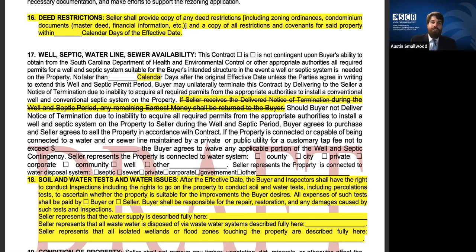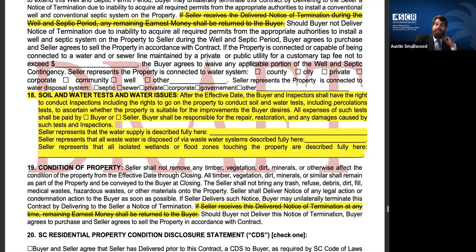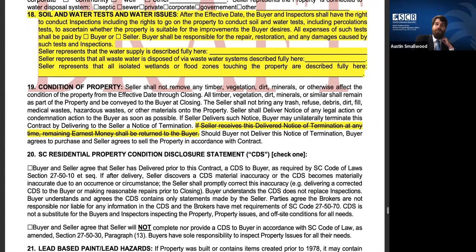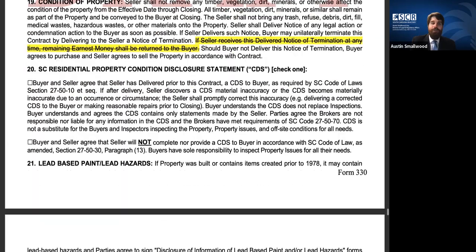17, same changes that were made to paragraphs 14 and 15, calendar days, and removing that earnest money language. 18, this is the soil, water test, and water issues language from Form 391 that we moved to SCR Form 330. So this is not new language to SCR, it is new language to this form, but that is the exact verbiage that is in our current Form 391. 19, just removal of contractual disbursement of earnest money language there.